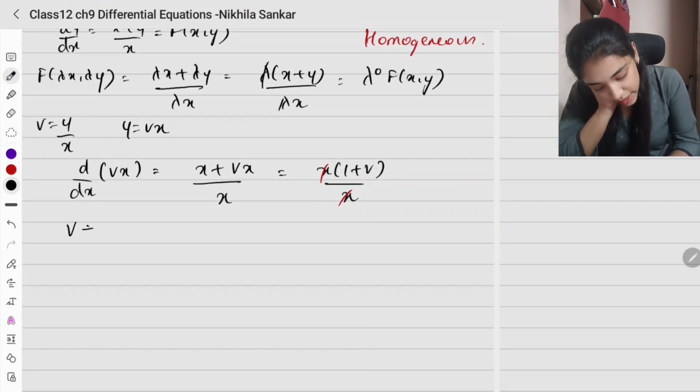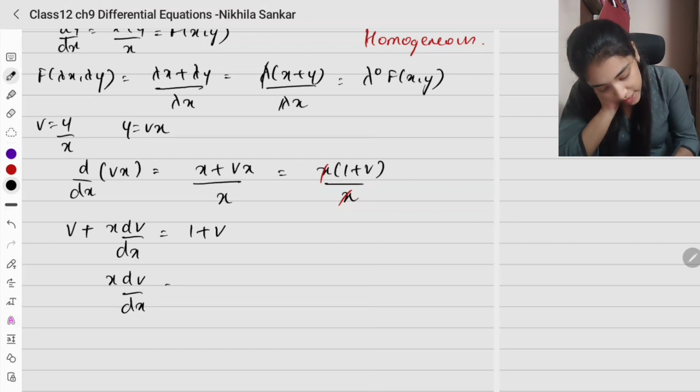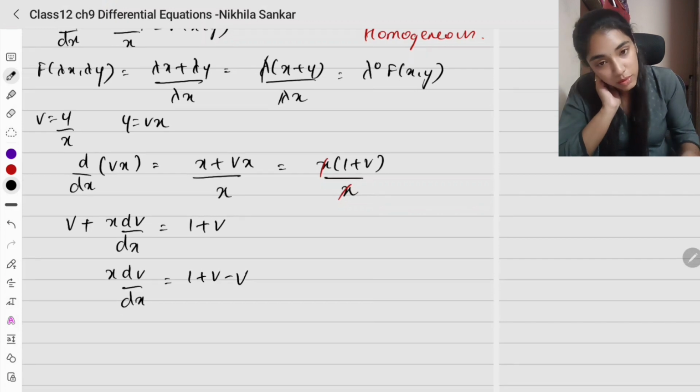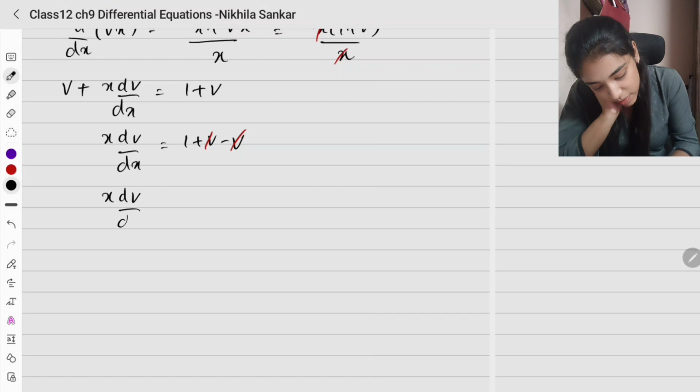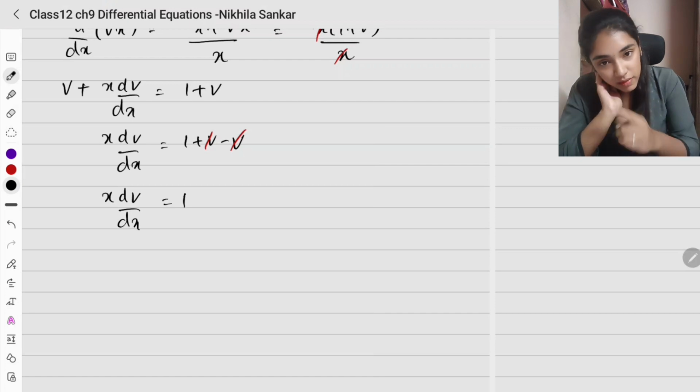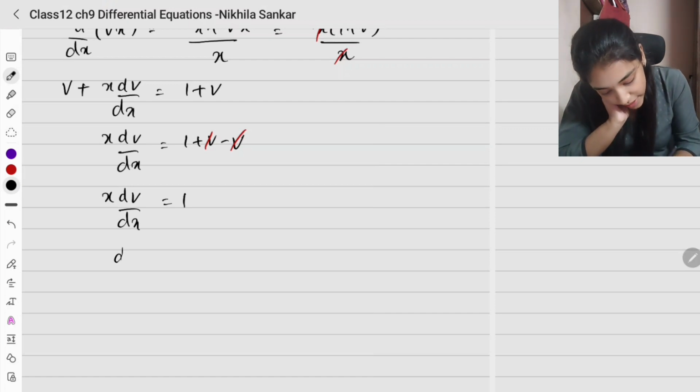v dx by dx plus x times dv by dx equals 1 plus v. So x dv by dx equals 1 plus v. The v on this side I'm bringing to the other side as minus v. The v and the minus v gets cancelled. So I'll be left with x dv by dx equals 1. But dv on one side and dx on the other side, so I have dv equals dx divided by x.